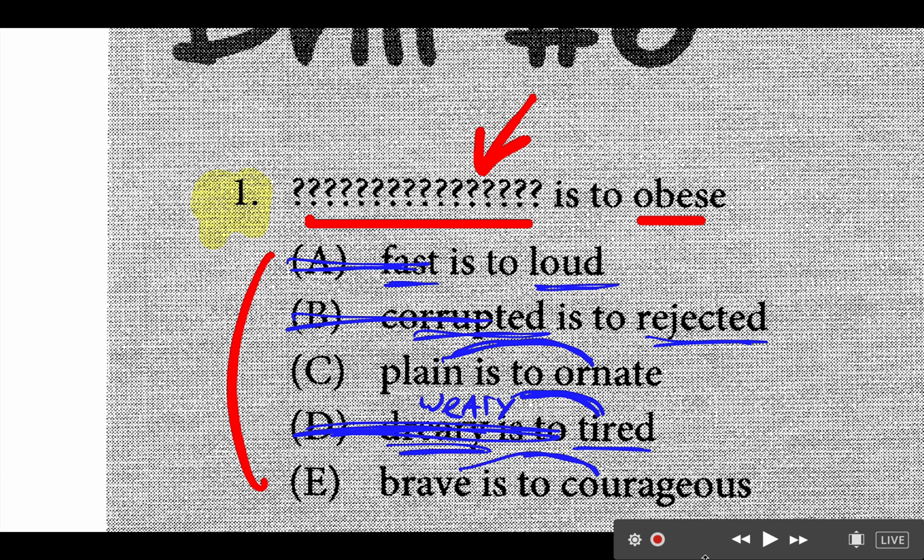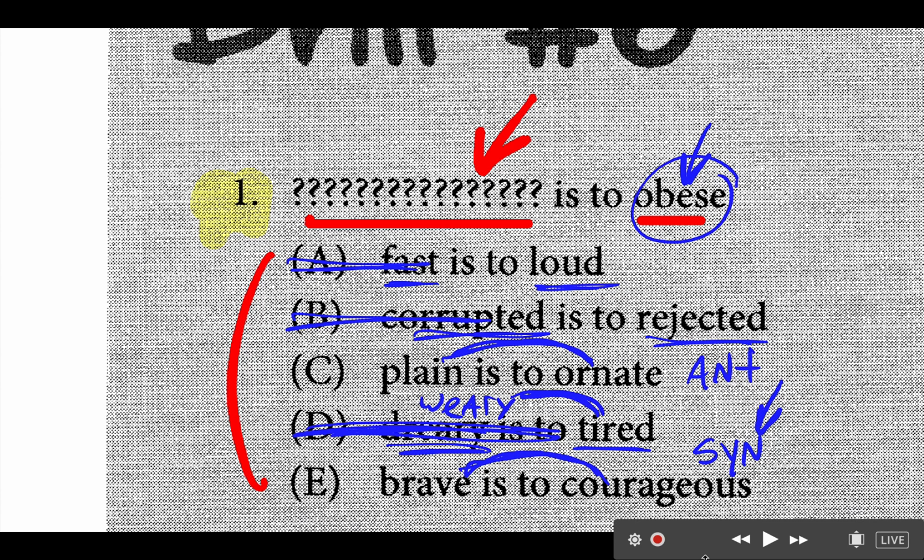And then we have brave and courageous, which are synonyms. So let's think about which one might be a better fit here. Okay, well, plain and ornate are antonyms or opposites, and brave and courageous are synonyms. Well, certainly there are both antonyms of obese, like skinny or fit, and there are also synonyms to obese, like fat or overweight or something like that. So that doesn't eliminate either C or E.